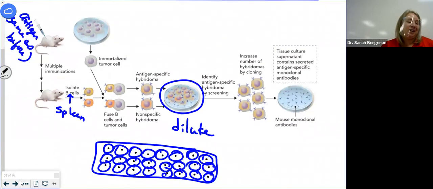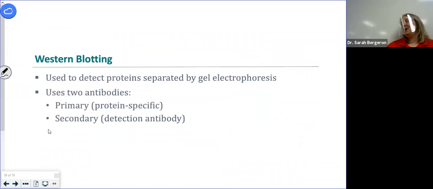Good. All right. So now what do we do with all these antibodies? My gosh, we've talked about antibodies for so long. One of the major techniques that we use antibodies in is called Western blotting. Anybody ever done a Western blot? Heard of a Western blot? Yeah. Okay.